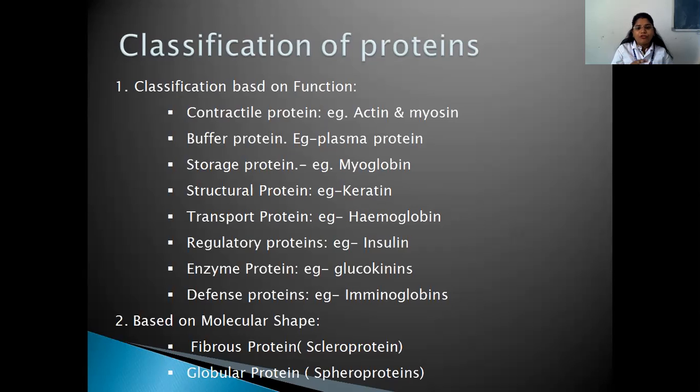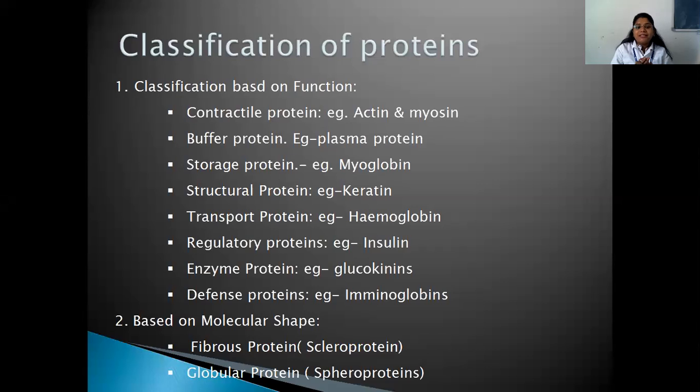Whatever food we eat, from that food material, the carbohydrate part or sugar part will enter into the blood circulation, and in this way the blood sugar level is maintained. Or the blood sugar level is going to fall. This blood sugar level is regulated or controlled by the hormone known as insulin. That's why insulin is also known as a regulatory protein.